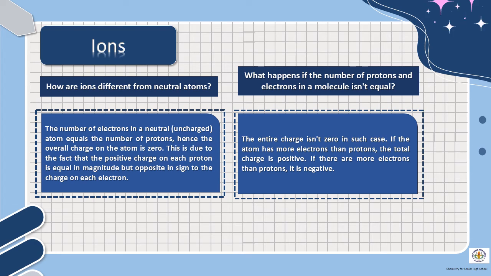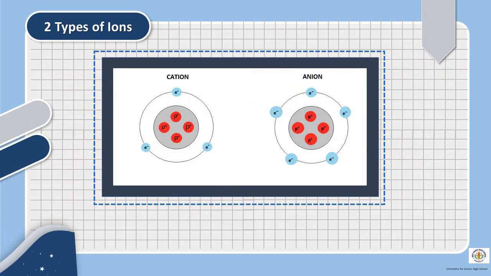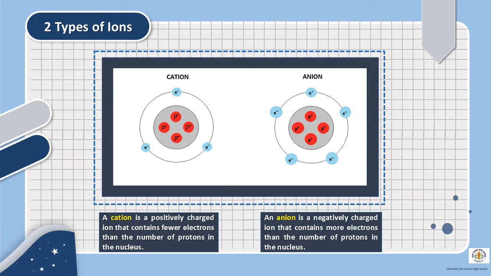What happens if the number of protons and electrons in an atom isn't equal? The overall charge isn't zero in such a case. If the atom has more protons than electrons, the total charge is positive. If there are more electrons than protons, then it is negative. There are two types of ions, a cation and an anion. A cation is a positively charged ion that contains fewer electrons than the number of protons in the nucleus. Meanwhile, an anion is a negatively charged ion that contains more electrons than the number of protons in the nucleus.